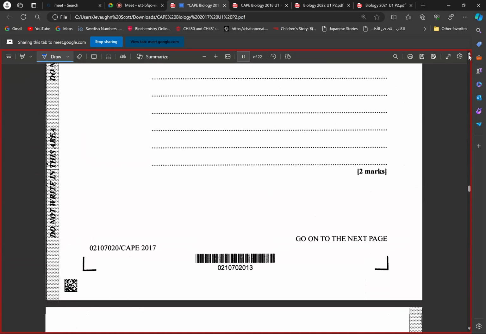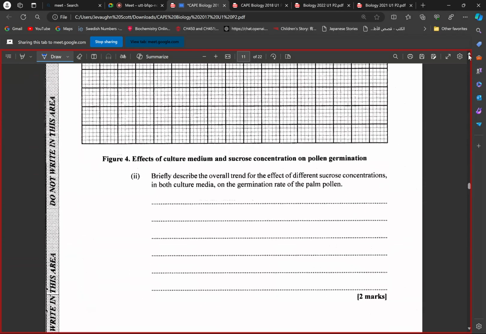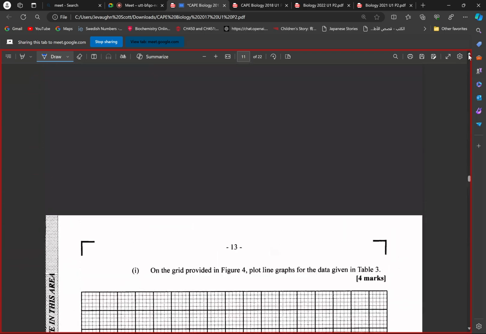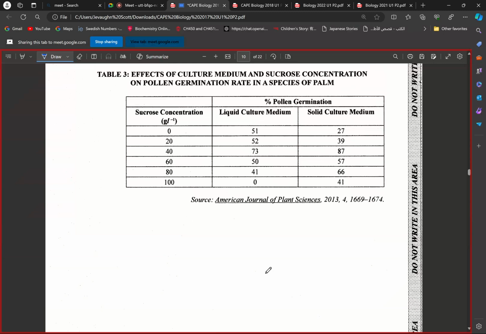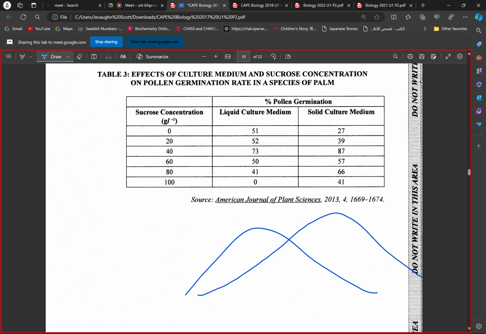And we're looking at how the type of culture media would actually affect the maximum concentration. So we're looking at two curves. If we look at the first curve, let's say it is like this, and the second curve would be something like this. So this would probably be for the liquid culture, and this would probably be for the solid culture.